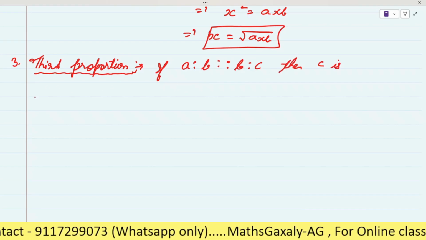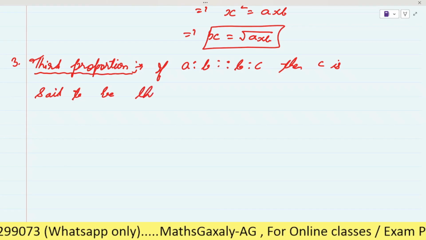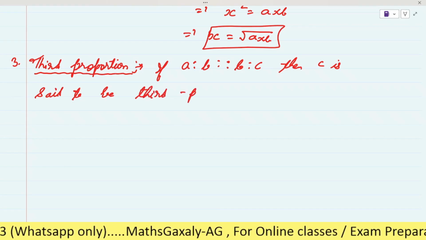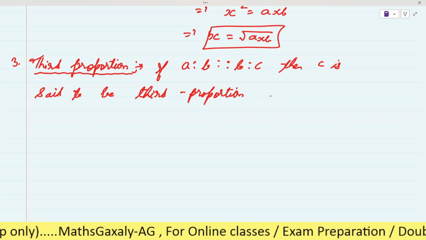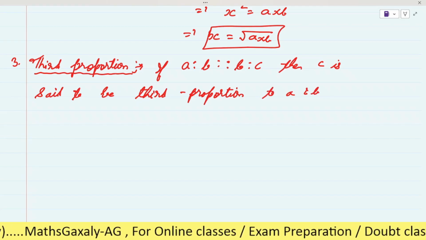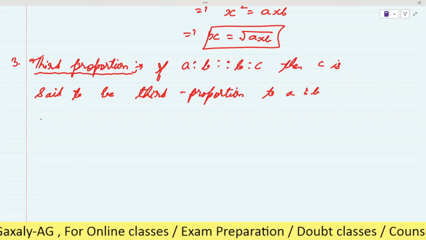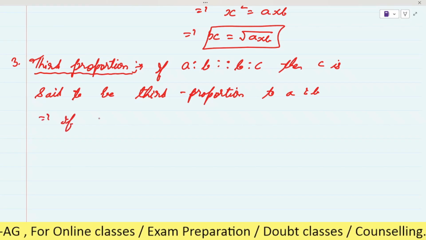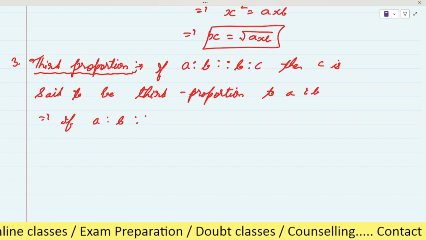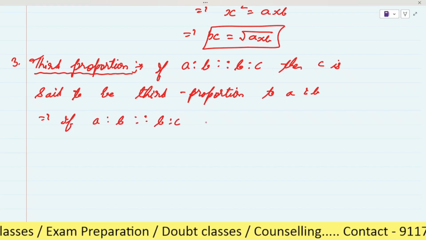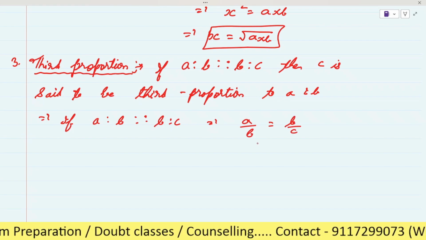Then C is said to be third proportional to A and B. It means that if A is to B is proportional to B is to C, we can say that A by B is equal to B by C, right?